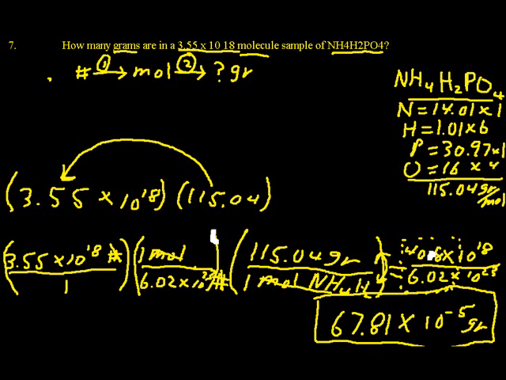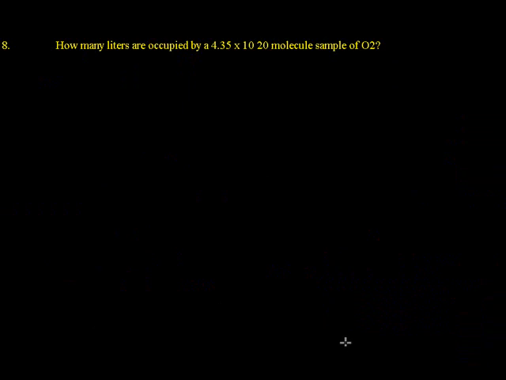Okay, last one. How many liters are occupied by 4.35 times 10 to the 20th molecules of O2? So let's again, what are we being asked to do? We know there's a certain number of molecules of O2. We need to convert that to moles. Then we need to convert that to liters. So we have a two-step mole problem. Convert the number of items you've got to moles, and then the number of moles you've got to liters.